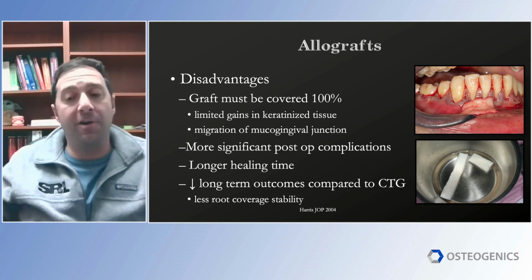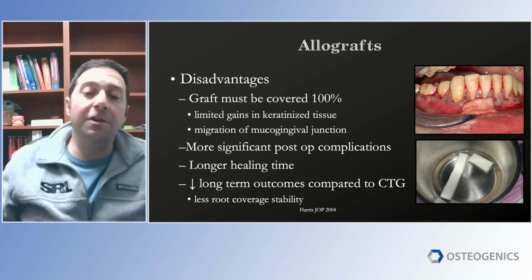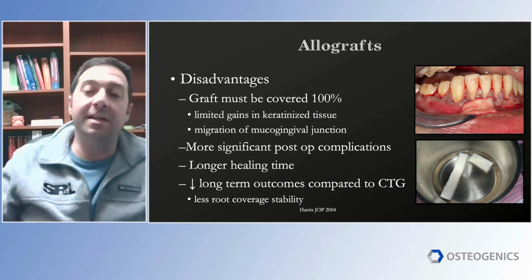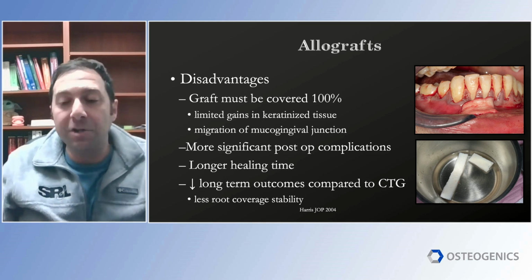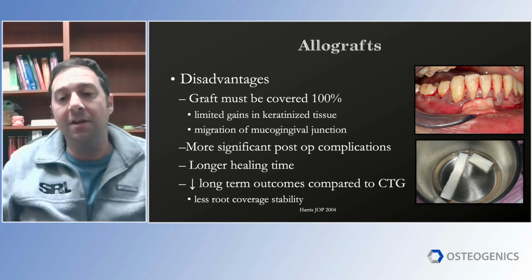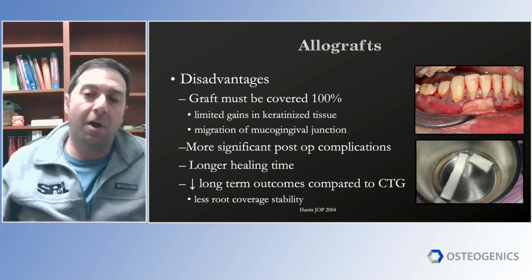And again, based off other Harris studies, we know that the long-term outcomes of allografts are not as good as a connective tissue graft. Yes, do we have stability and root coverage to some degree, but really not to the extent of an autogenous graft. So when a patient comes to my office, I don't tell them one way or the other.